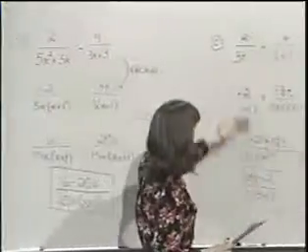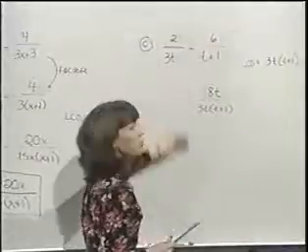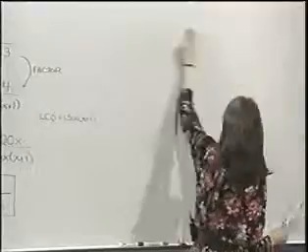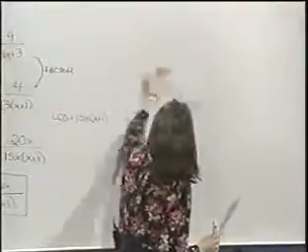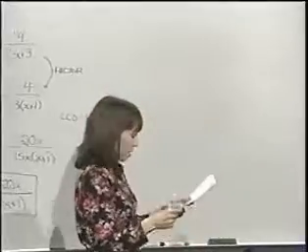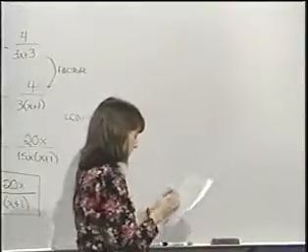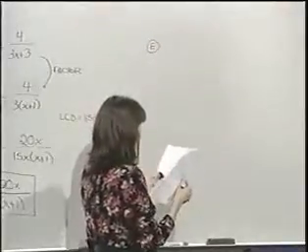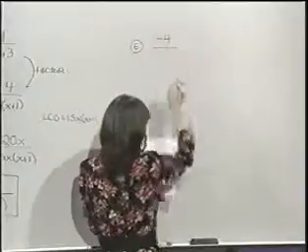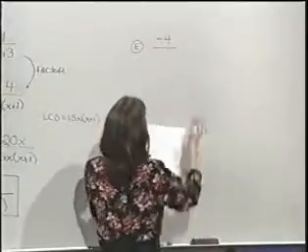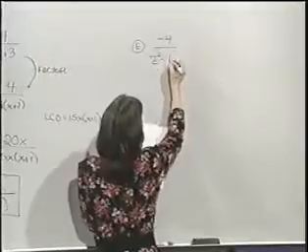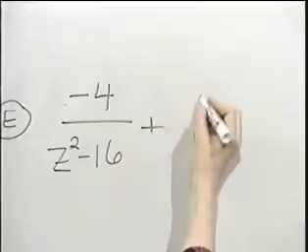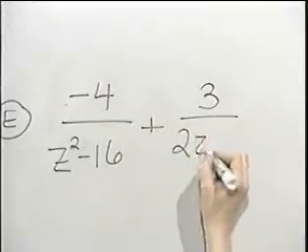So let's look at one big problem. This will be example E, and it will involve a little bit more work than the other ones did. So example E, let's take negative 4 over z squared minus 16 plus 3 over 2z plus 8.